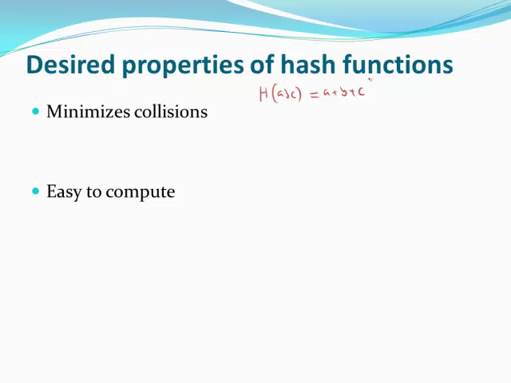You can use the ASCII table values of these characters to do it, and then you can figure out what the number is. So it's easy to calculate, so that kind of satisfies this property, but it doesn't minimize collisions. For example, all the permutations of ABC are going to give you the same value.